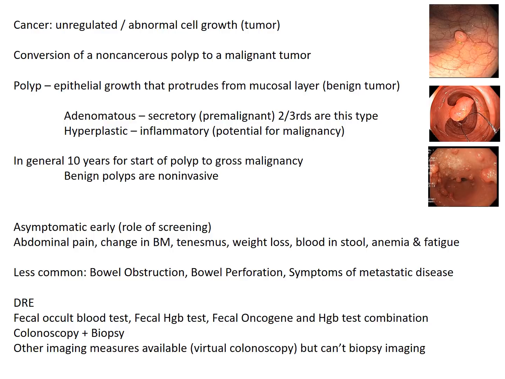And again, remember, colon cancer, like other GI cancers, has a high ability to spread via the lymphatics. So screening for colon cancer can be done by digital rectal exam, feeling for distal polyps. It can be done through fecal occult blood, looking for blood in the stool. We're going to talk about the difference between the occult blood test, the fecal hemoglobin test, and the oncogene test in a second here.